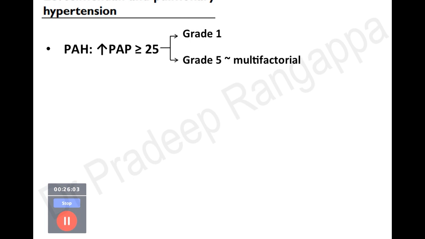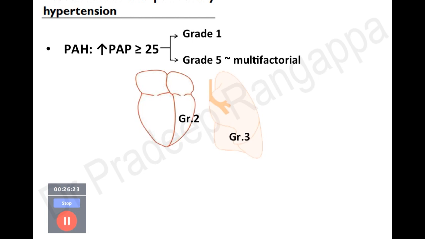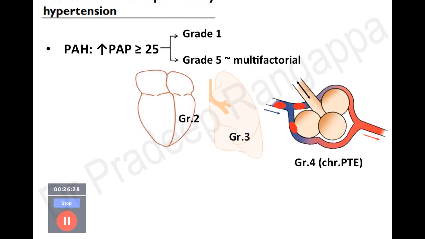Grade 5 is more severe, where there are multiple factors. There may be cardiac factors, there may be lung factors, or there may be systemic factors contributing to high PA pressure. But grade 2 is where pulmonary artery pressure is high due to LV failure, where left ventricular dysfunction leading to an increase in the PA pressure is called grade 2. Grade 3 is where PA pressures are high due to lung conditions. And grade 4 is where PA pressures are high due to chronic pulmonary thromboembolism. So this is the grading of pulmonary artery hypertension, and we'll see whether levosimendan has had favorable benefit.